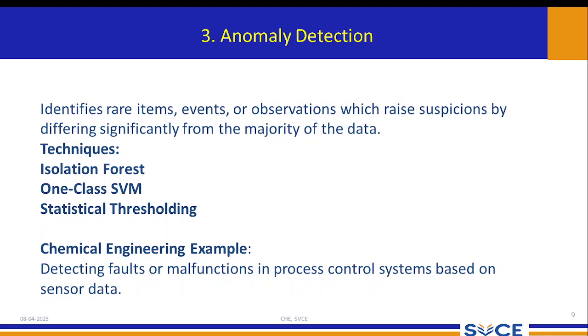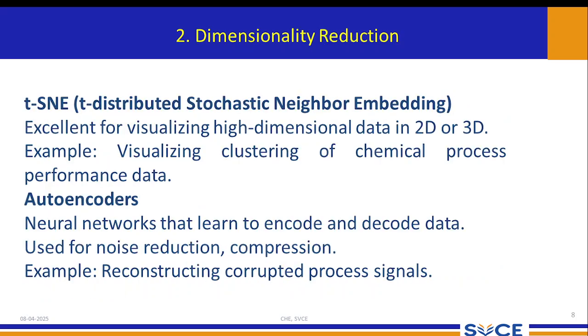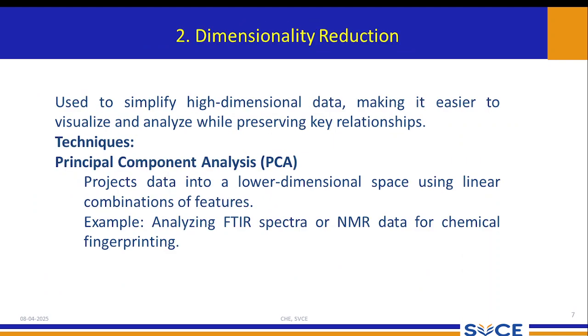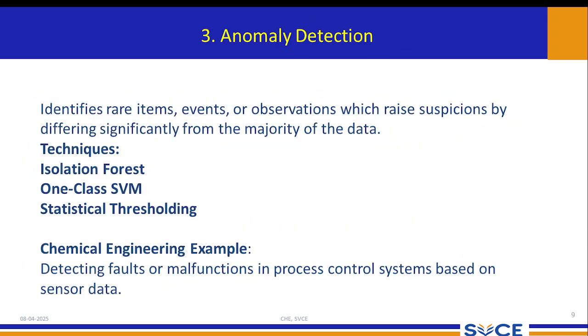One is clustering, the other one is anomaly detection, as well as the, what you called, the four categories: dimensionality reduction and association rule learning. So hope you understood the purpose of what we are doing, right?